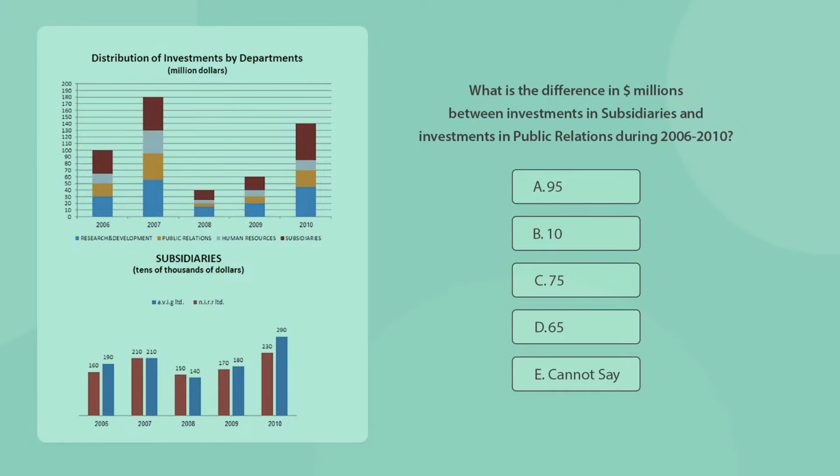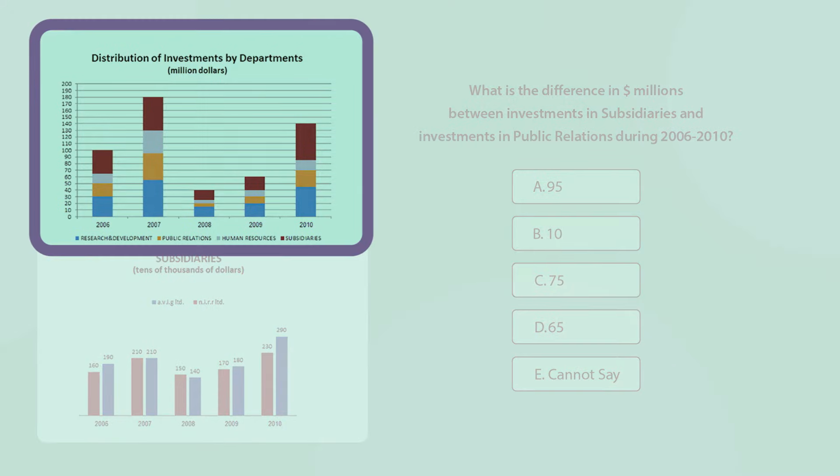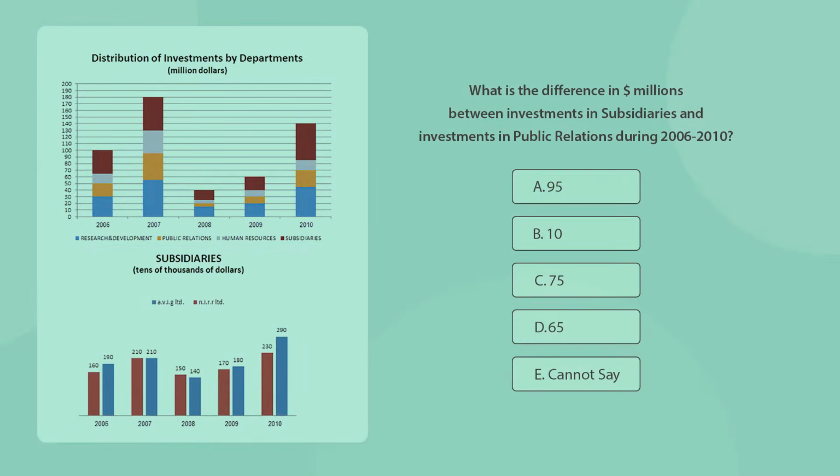To solve this question, we must first create a sum for the spending on each department between 2006 and 2010, using the data in the top left graph. After counting that 175 million was spent on subsidiaries and 100 million on PR, we see that the difference is 75 million. Yes, pulling data from graphs like these can be frustrating, but these are the kinds of questions you will need to answer in the real test.